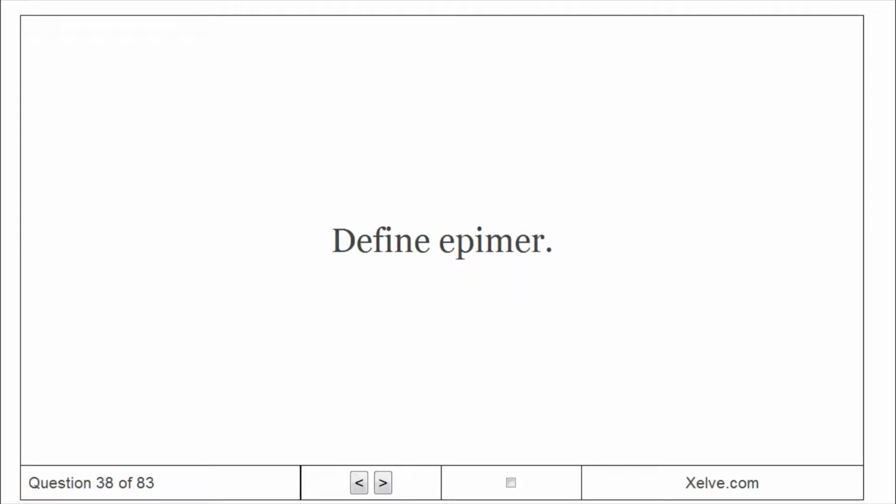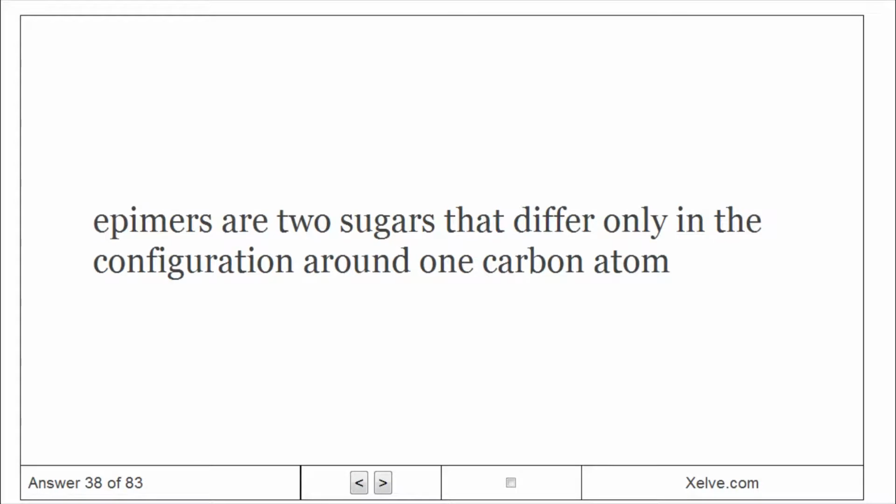Define epimer. Epimers are two sugars that differ only in the configuration around one carbon atom.